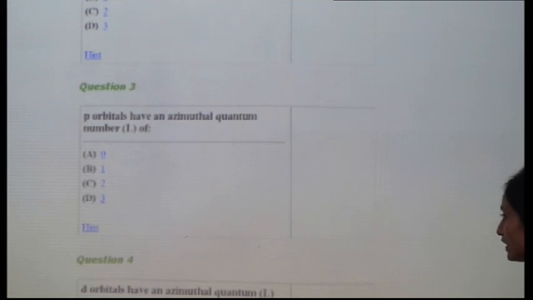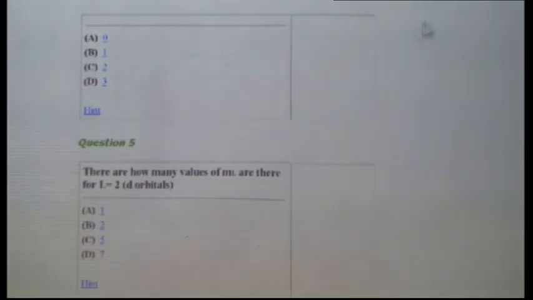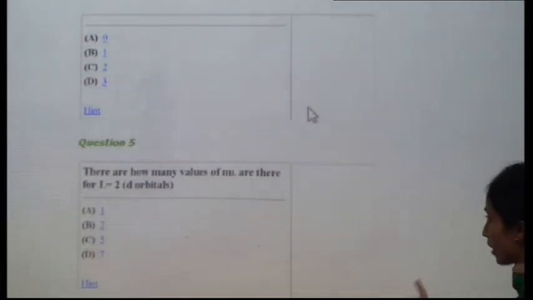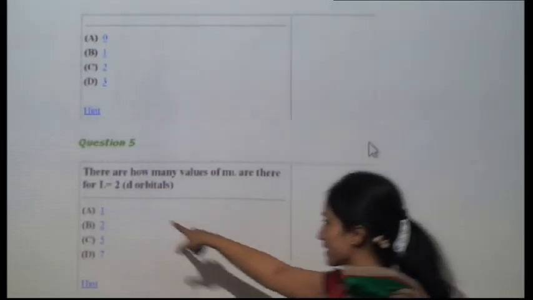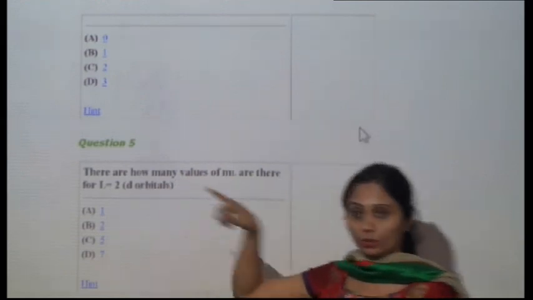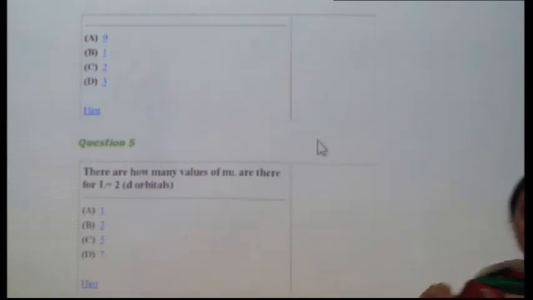That's also clear. Then the next one, that's 2. Okay, because that's talking about D now. Now next question. There are how many values of ml for L is equal to 2? For L is equal to 2, why are only some of you answering?